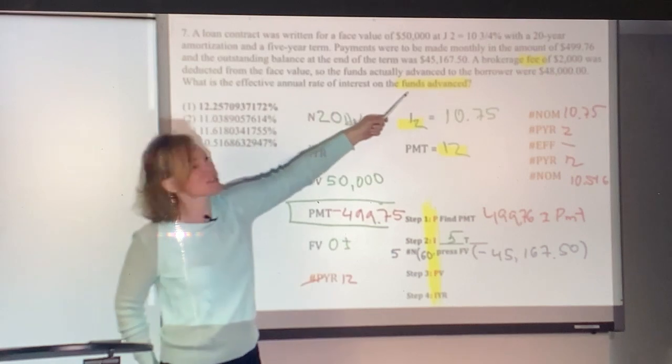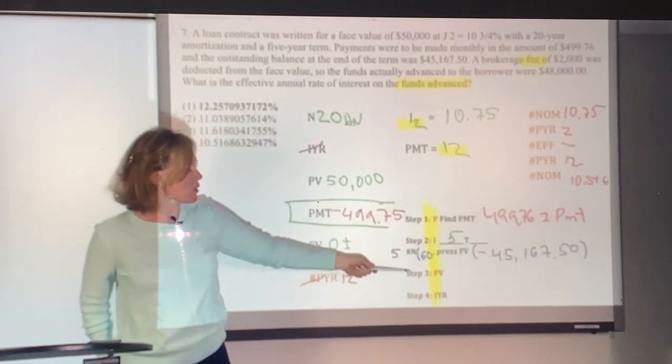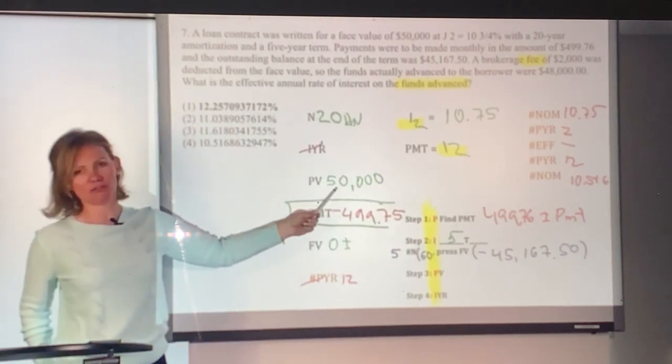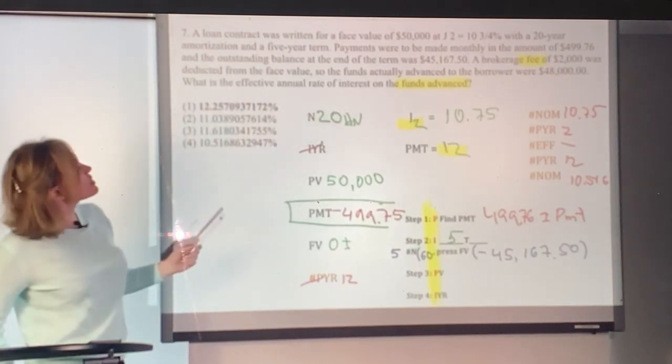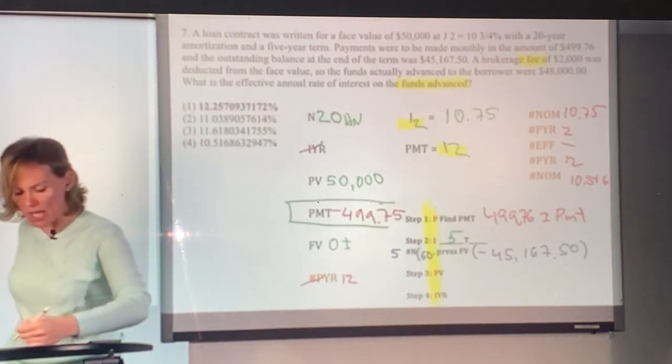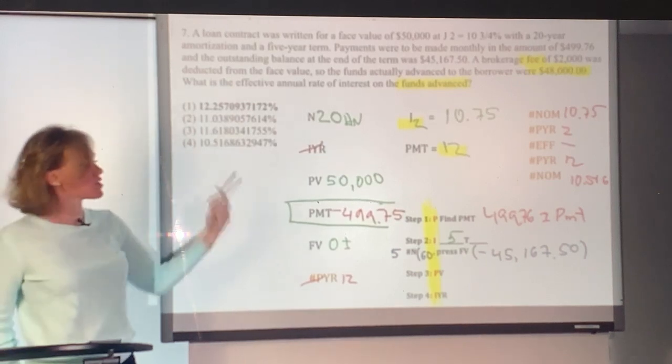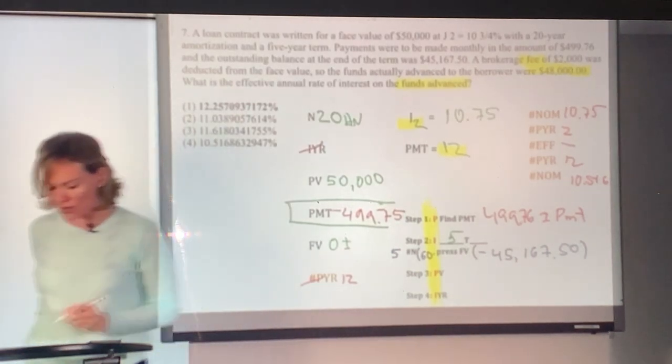Step number 3, what are we looking for? They say, what's the cost of funds advanced? So we're looking at the borrower's statements and asking, how much did he get from the bank without the fees? So 50,000 was the face value, then the fee was $2,000, the broker fee. So the actual amount that he got was 48,000. It's given to you in the question. Okay, do your math, right? 50,000 minus 2,000.